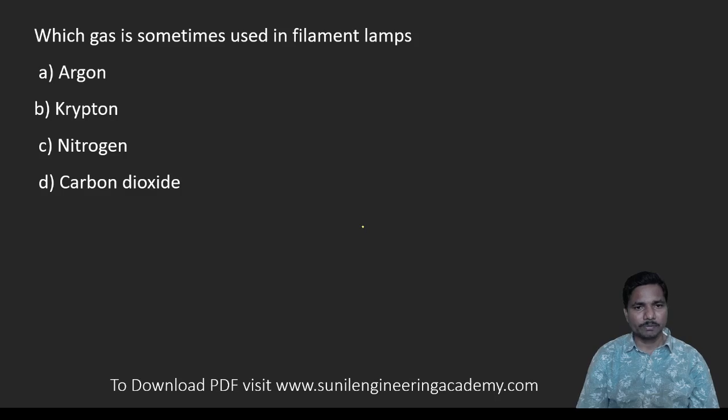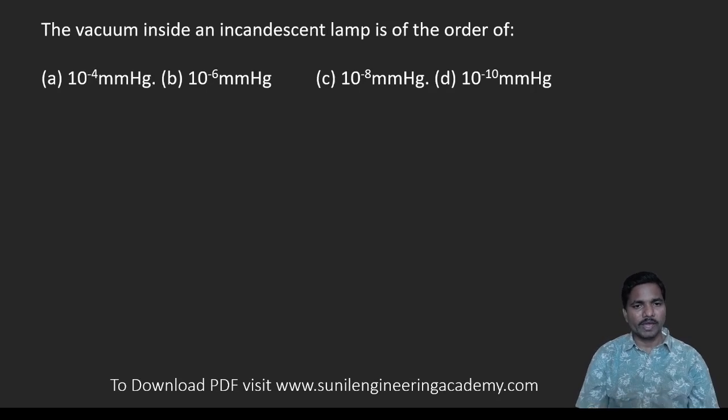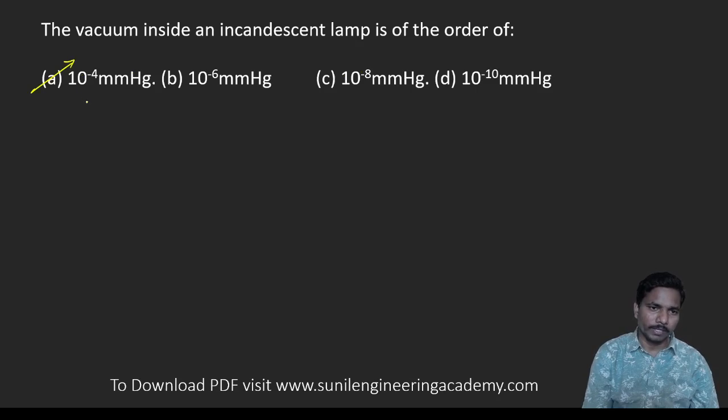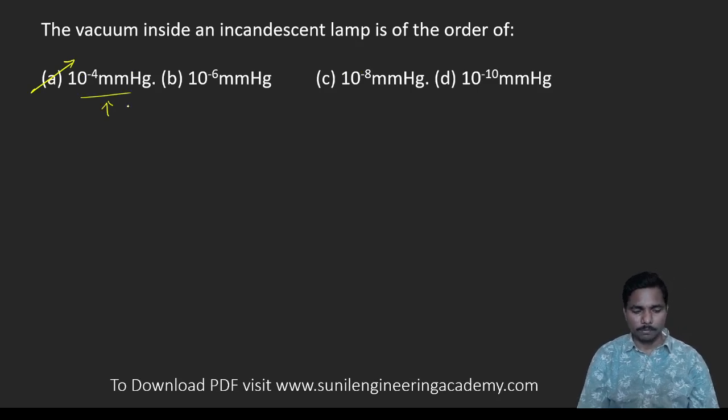Which gas is sometimes used in filament lamps? Generally argon, nitrogen. If argon is there, go with argon. If argon is not there, then go with nitrogen. Nitrogen is also used. The vacuum inside an incandescent lamp is in the order of dash. The vacuum generally we go with is 10 power minus 4 mm of Hg.